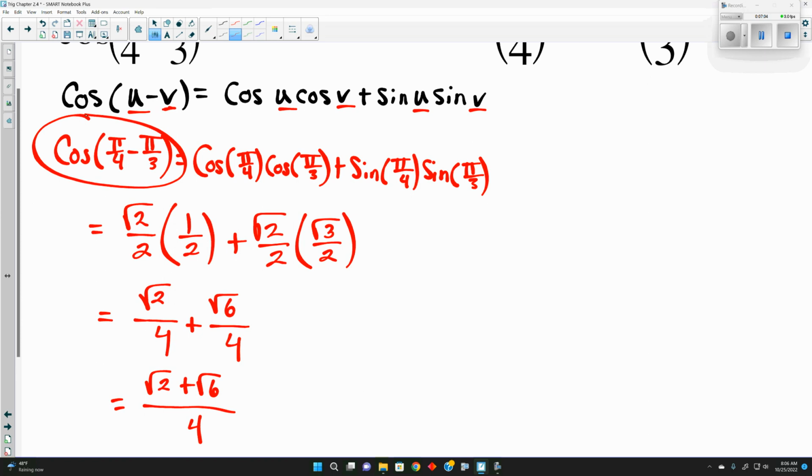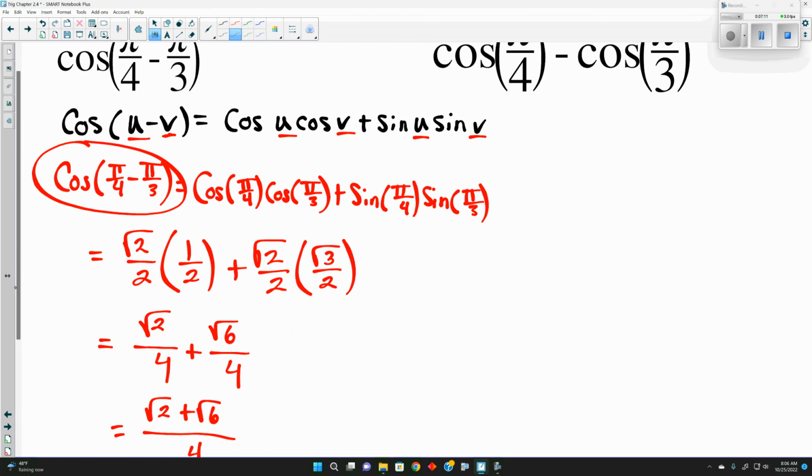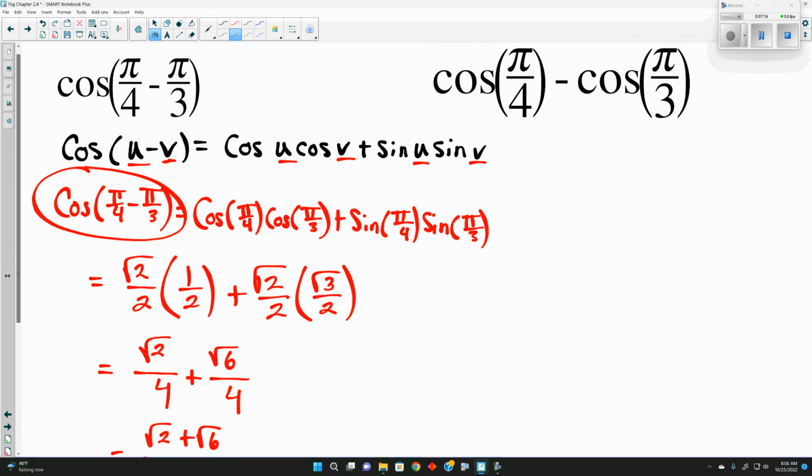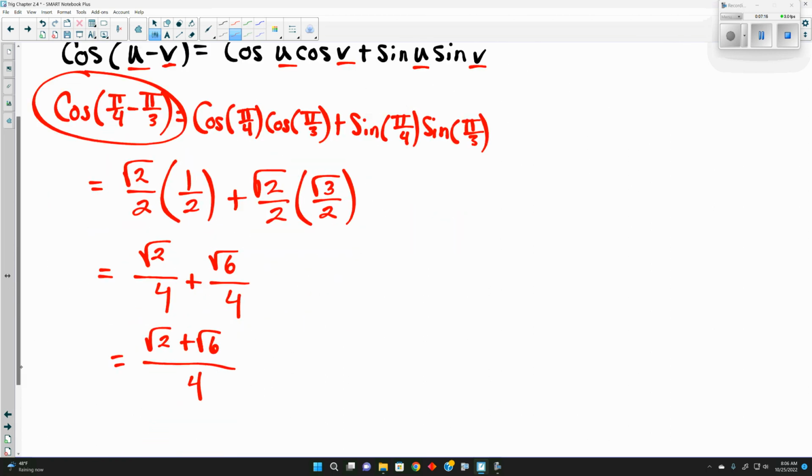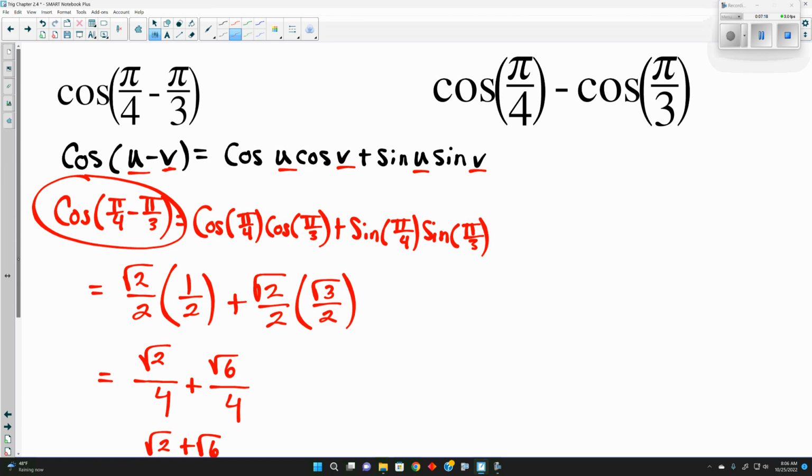Because again, these calculators have gotten good enough that they can actually do these. Questions on this so far? So we figured out what this one is: square root of 2 plus square root of 6 over 4.